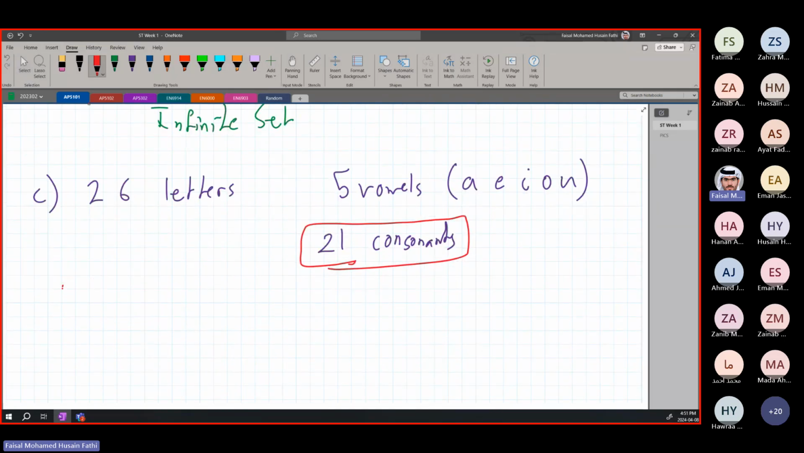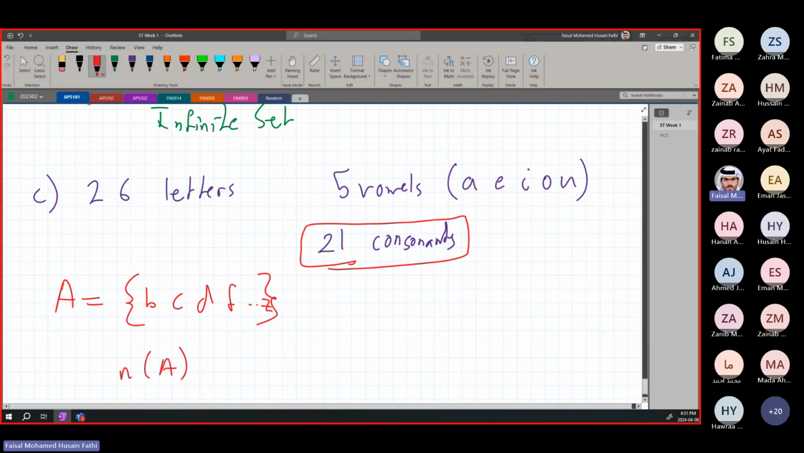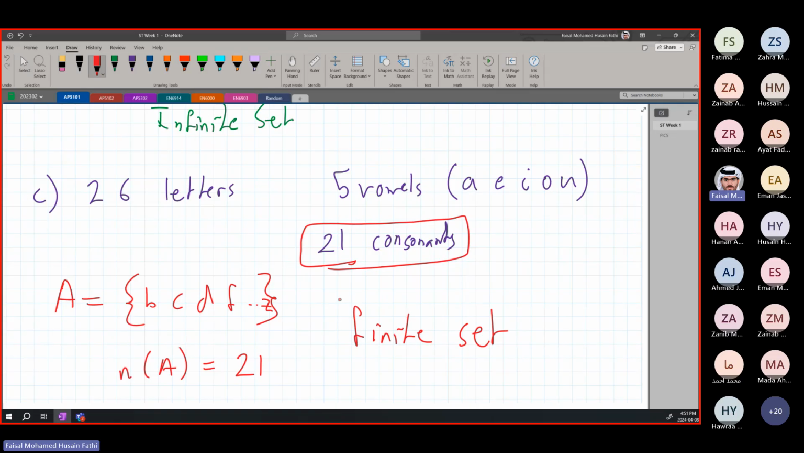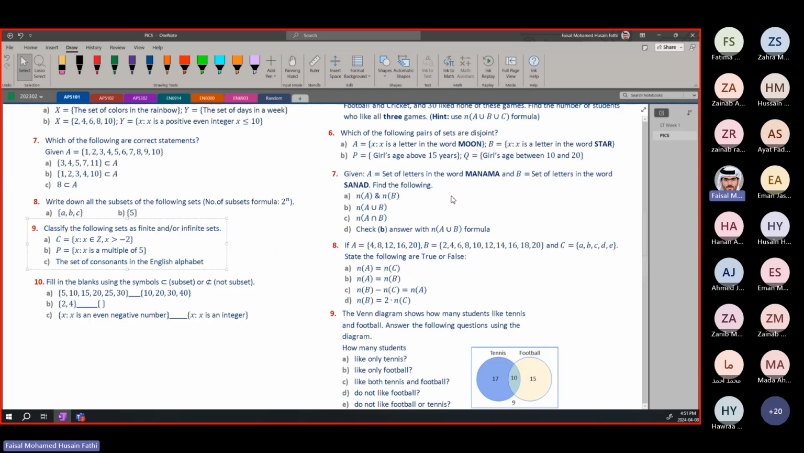So we know that the set of consonants, let's call it A, is going to be B, C, D, F, going until we reach the letter Z. And we know that the cardinality of A is going to be equal to 21. We know that we have 21 elements in here. So we can already say, without even writing them all down, that this is going to be a finite set. Okay? Because the consonants in the English alphabet are going to finish eventually. They're not continuous, and it also makes sense logically. All right? Let's move on to the next question.